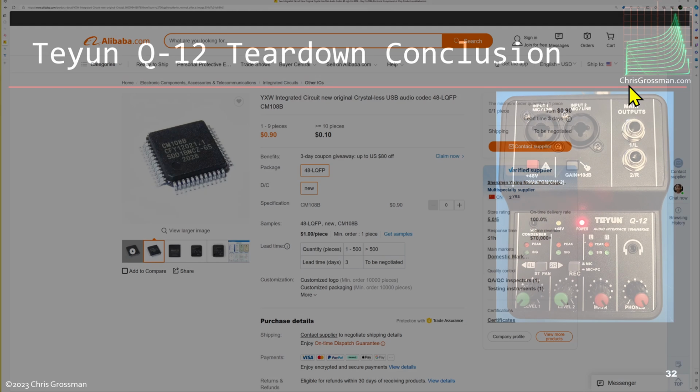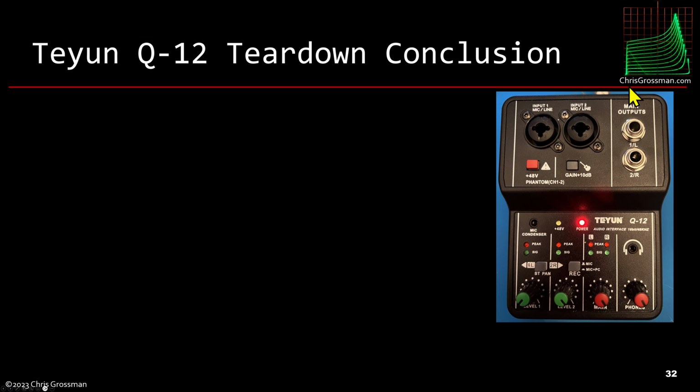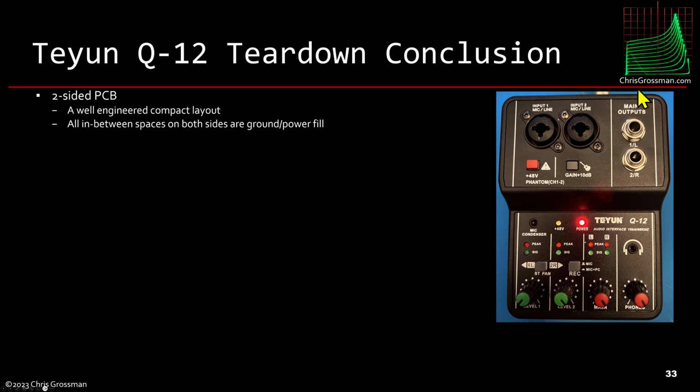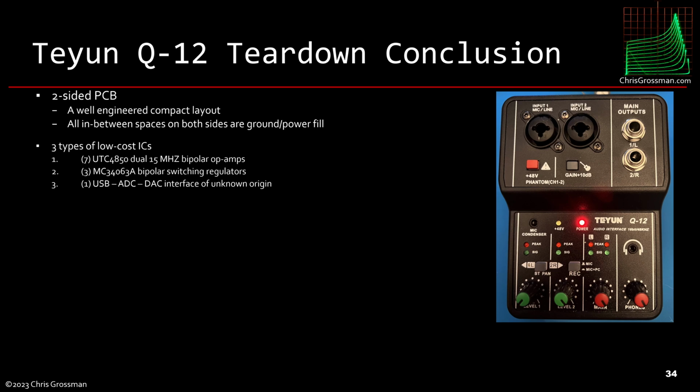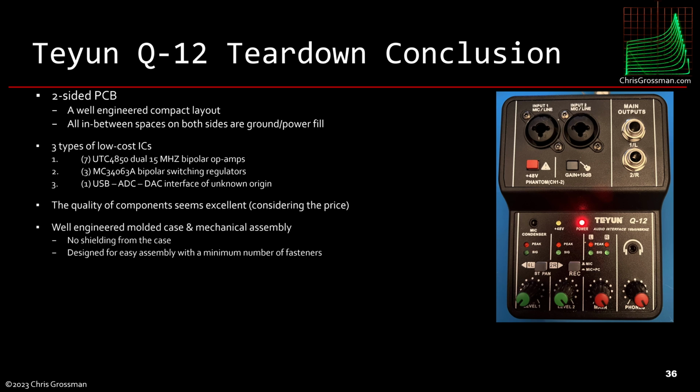Anyway, what did we learn from the Teyun Q-12 teardown? We learned it's built with a two-sided PCB, it's a very well-engineered compact layout, and all the in-between spaces on both sides are filled with ground or power. It's got three types of low-cost ICs: seven dual op-amps, three bipolar switching regulators, and one USB to ADC and DAC interface of unknown origin. The quality of the components seems excellent, considering the price of this unit.